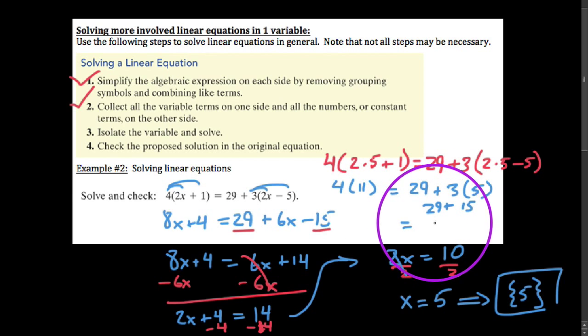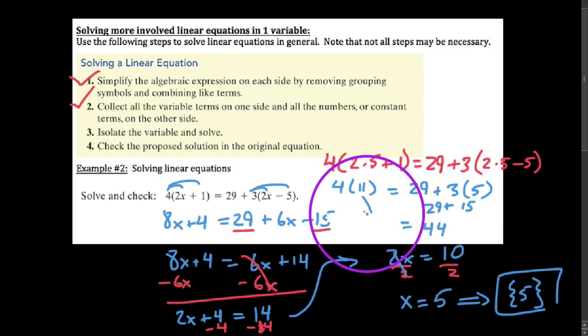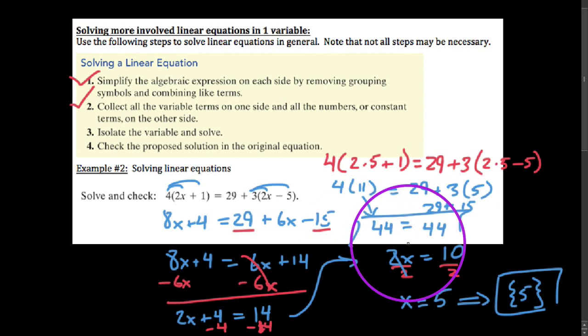This gives us 44. On the left side we have 4 times 11 is 44. So this is the true statement we wanted to get. Cheers.